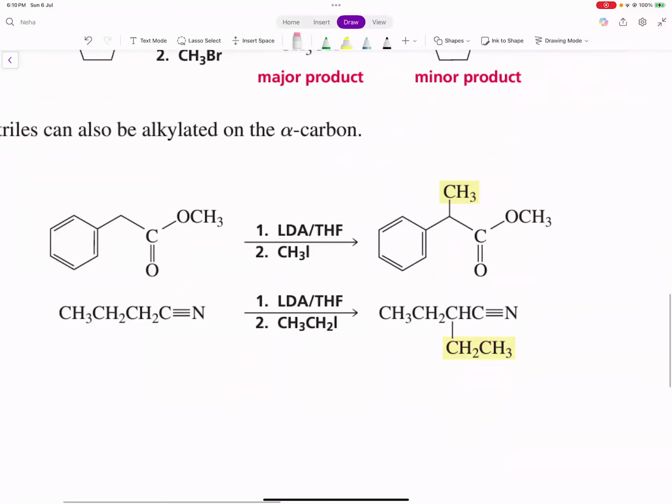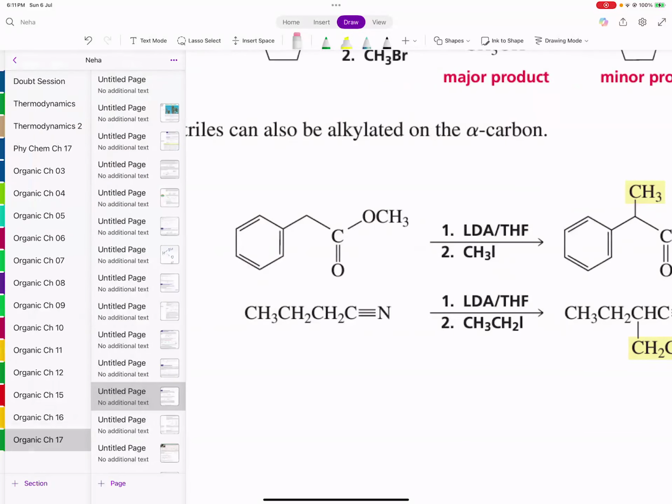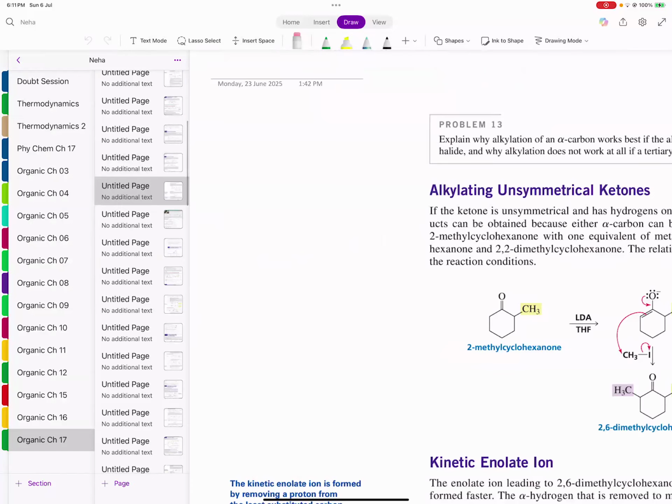Now it is picking up that alpha hydrogen, and then it has become a nucleophile, so nucleophilic substitution. So if we take both these reagents in excess, then will both the hydrogens get replaced? Yeah, both the hydrogens will get replaced, but we are just taking a stoichiometric amount because we just want the reaction to happen. Successive replacements will also be there, but we'll come to that in a while.